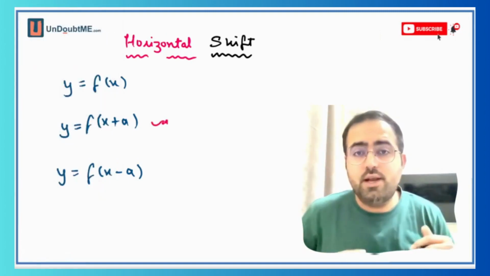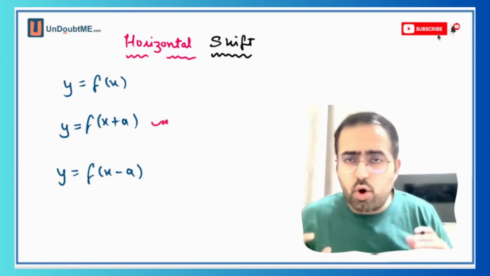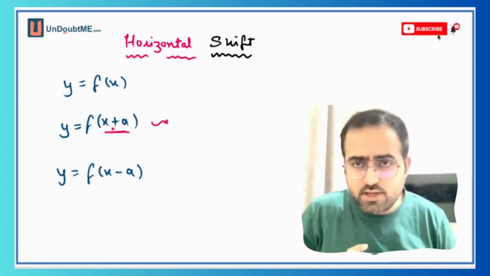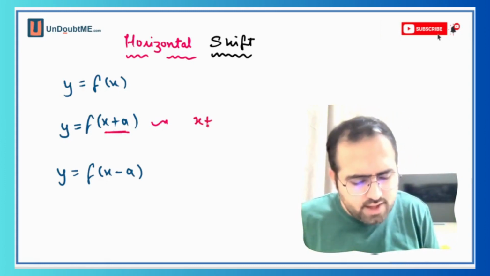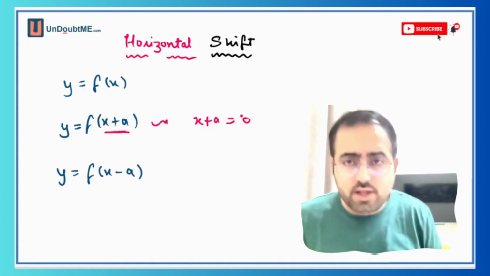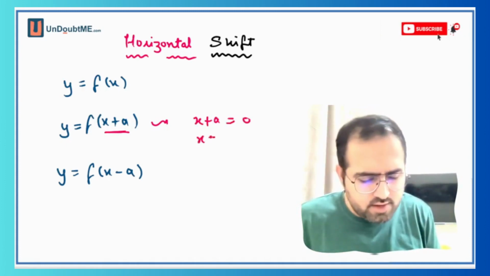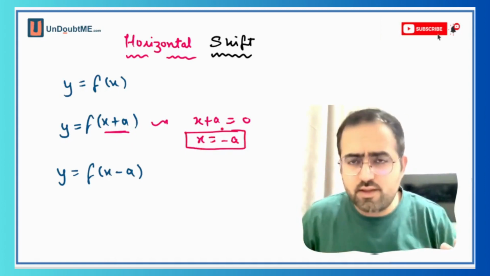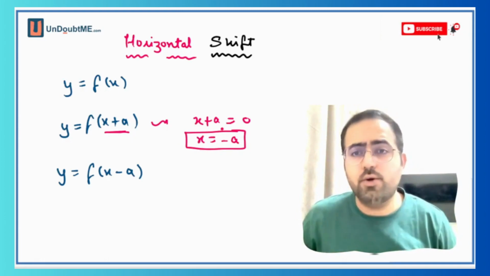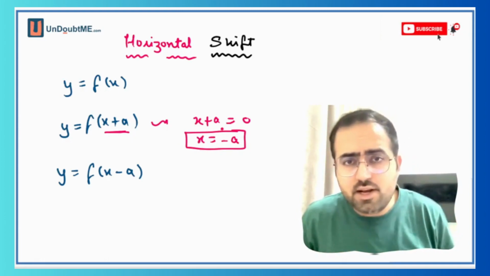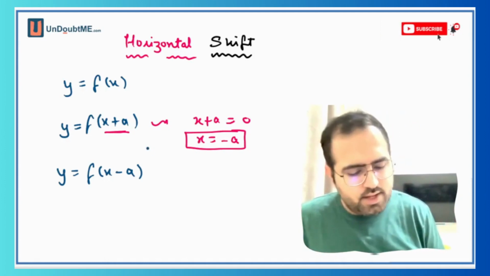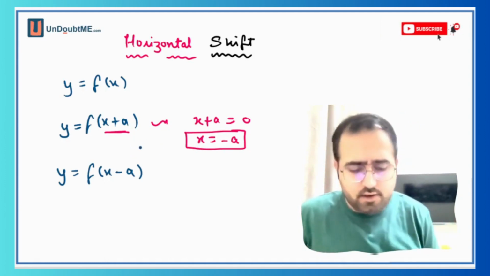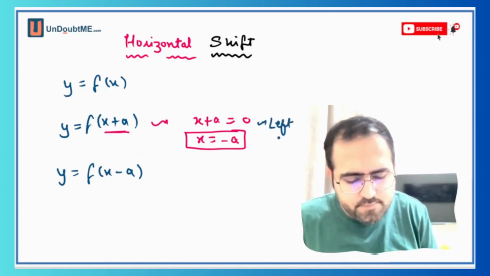Now how to know whether it is shifted towards the left or towards the right? All you have to do is look for this factor. It will always be in the function, like over here it is x + a. You have to just put it equal to 0. When you put it equal to 0, you will get a certain value of x, and over here the value of x is negative a. Now just use your common sense and think where this x is equal to −a can be. It will definitely be towards the left. So I can conclude that f(x + a) is shifting the function or the graph towards the left.